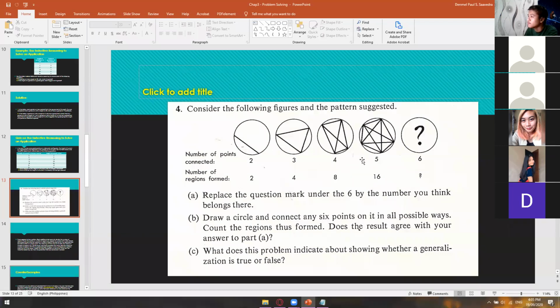So habang ginagawa ko, please verify this one also since baka mamaya may mali. And then kapag meron tayong 5 points connected with each other, you've got a count of regions of 16. 1, 2, 3, up to 16. So please verify this one since baka nagkamali ako ng count. Baka 17 pala.